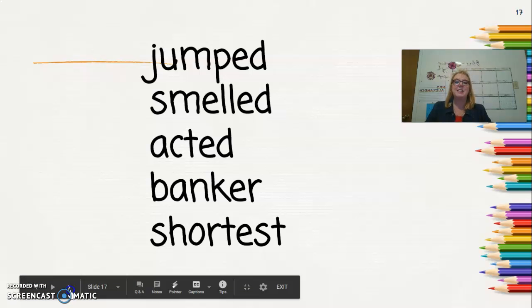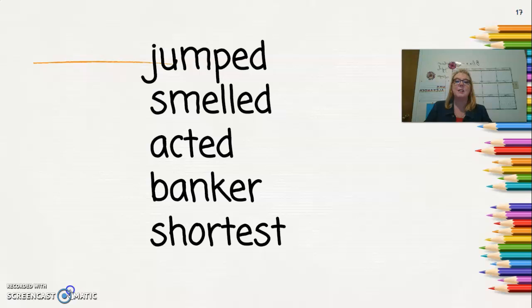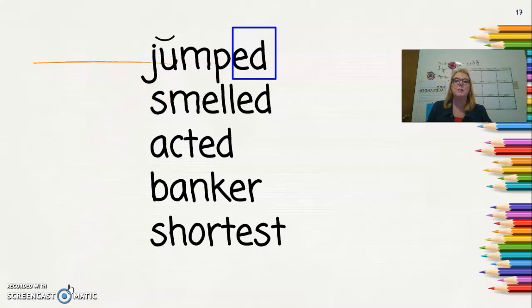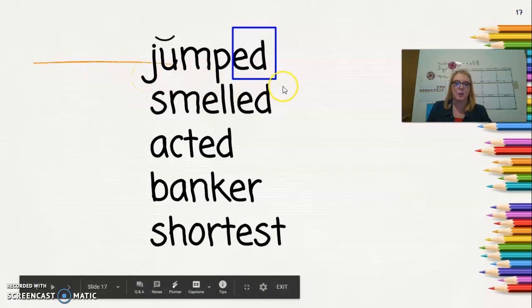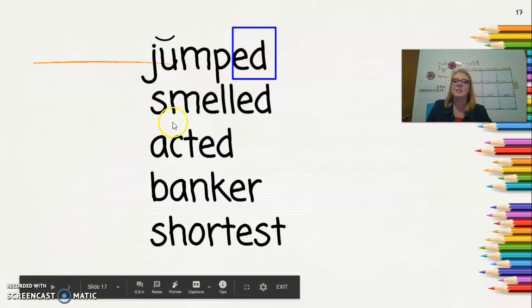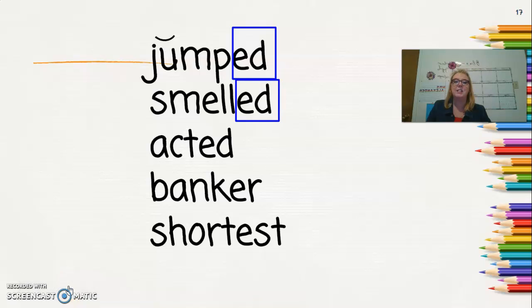All right, so let's take a look at these words. Can you name the suffix in this first word? Good. You see the ed there, right? What kind of a syllable is that? You're correct. It's closed. So read that word to me. Jumped. Did you notice something about that? We're going to come back to that, so don't forget that. Jumped. Let's look at this next word. What's the suffix? It's also ed.